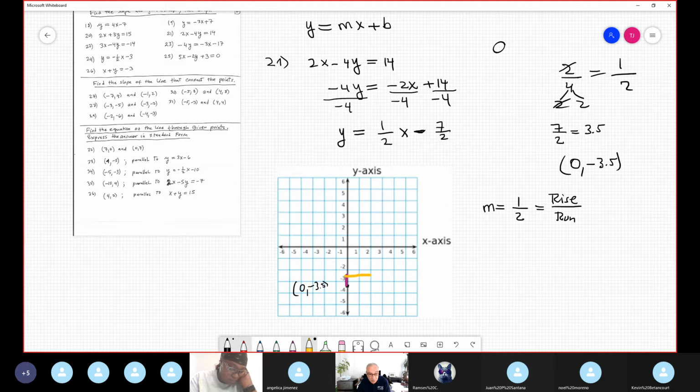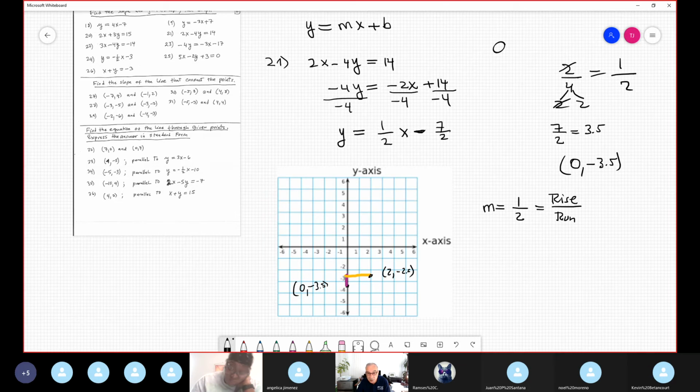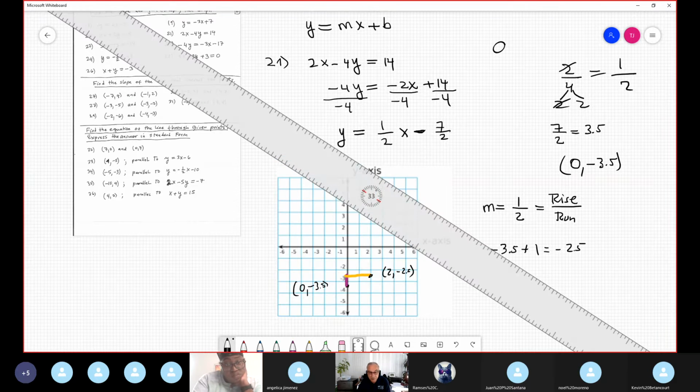We get the second point, and this second point is the point 2, negative 2.5. Okay, rise was 1, so negative 3.5 plus 1 was negative 2.5. Ready to connect the points by the ruler?